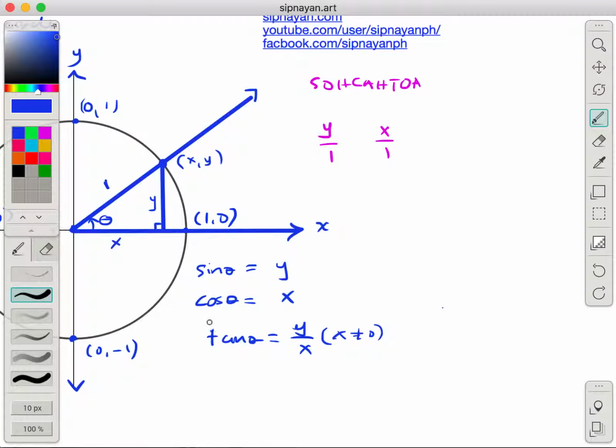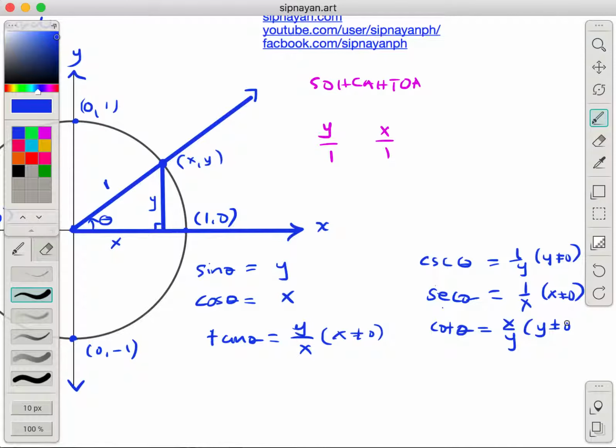So, pag meron tayong sine, cosine, and tangent, meron din tayo siyempre reciprocal. We can get the reciprocal of sine, which is cosecant. Cosecant theta is equal to, reciprocal ng y is 1 over y. Y not equal to 0. And yung reciprocal ng cosine theta is secant theta. It's 1 over x, where x is not equal to 0. And syempre, cotangent theta is equal to x over y, and y not equal to 0.